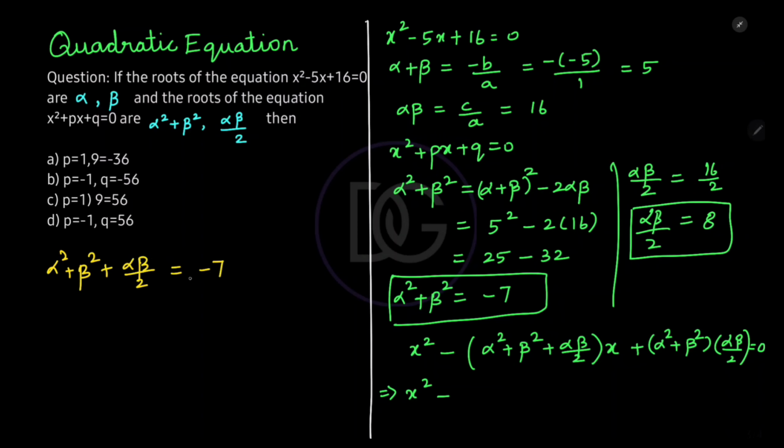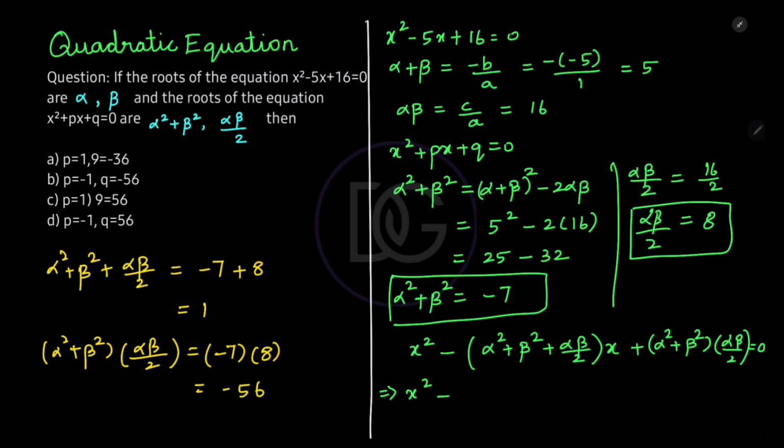Substitute minus 7 instead of alpha square plus beta square. For alpha beta by 2 it is 8. So the answer is 1 for the sum of the roots. Then the product of the roots: minus 7 is multiplied with 8. So it will be minus 56.